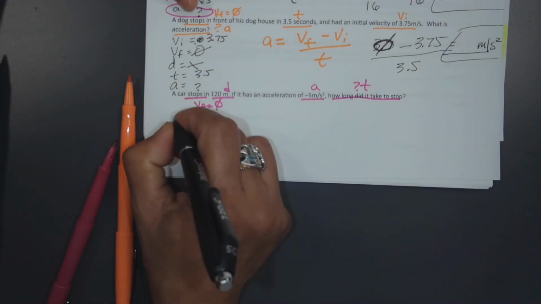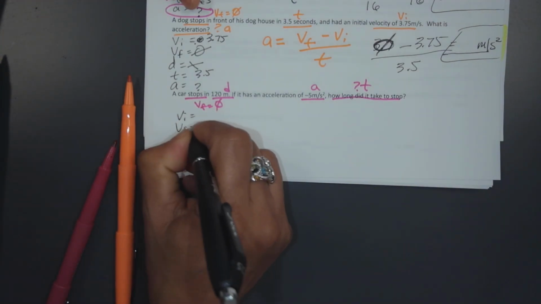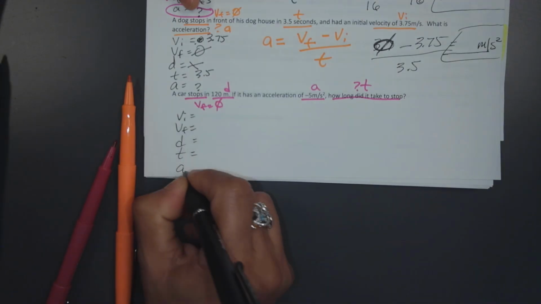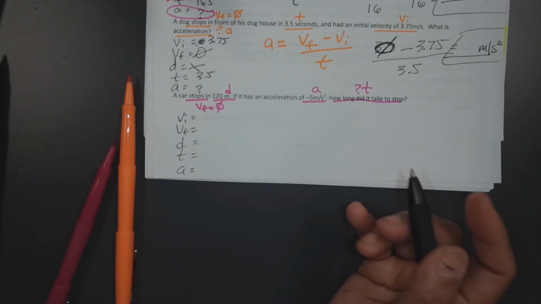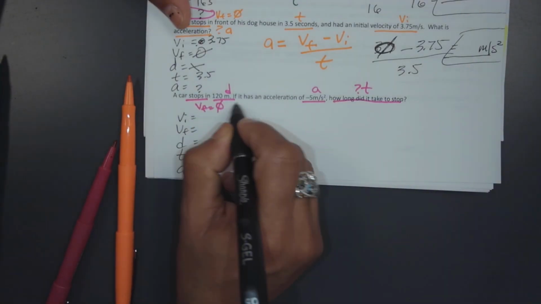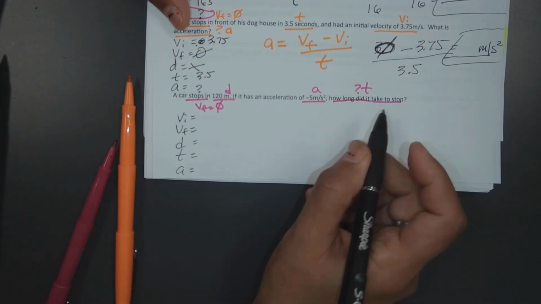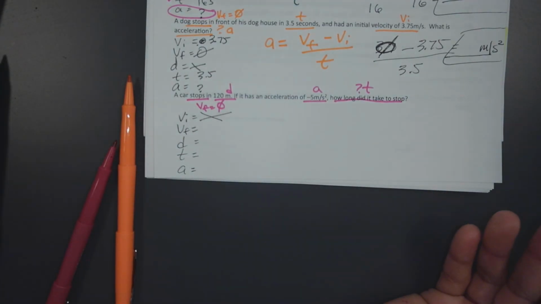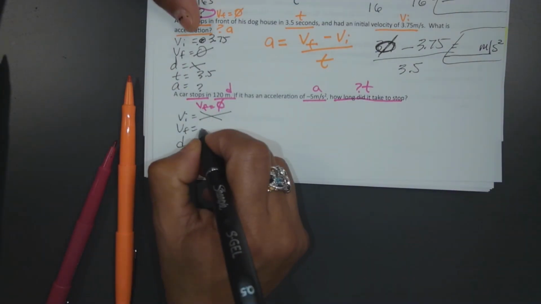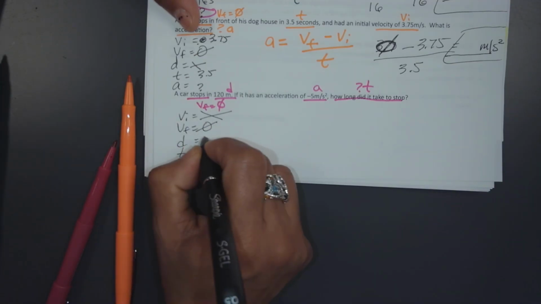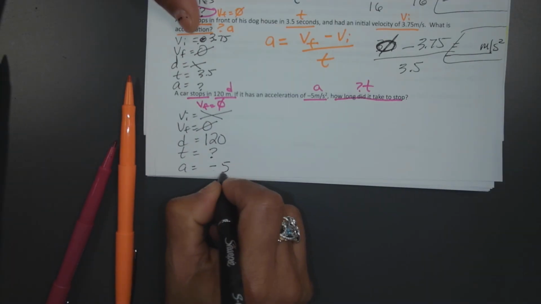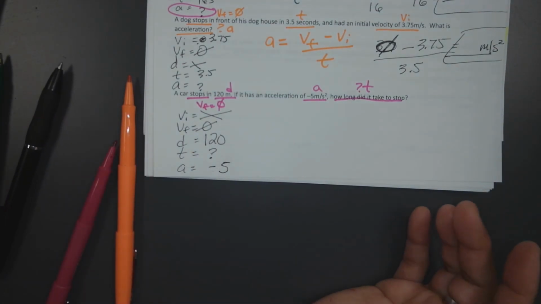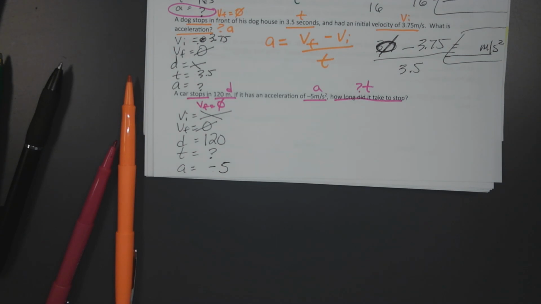Again, I'm going to pause and write down my variables, VI, VF, D, T, and A, because it's going to help me organize my variables. Like I said, we're going to get to 8 variables pretty soon. Now, when I identified my variables, they didn't give me anything for VI, so I'm going to put an X there. VF was 0 because it came to a stop. Distance was 120 meters. T is my unknown, and A is my -5. For traditional kinematics, you are missing 2 variables, which we are, VI and T.